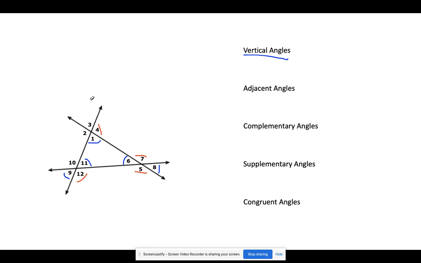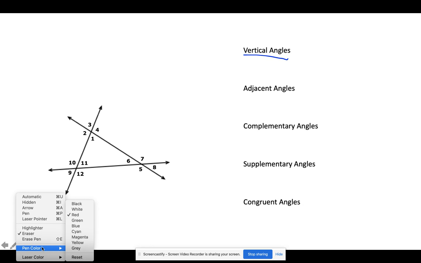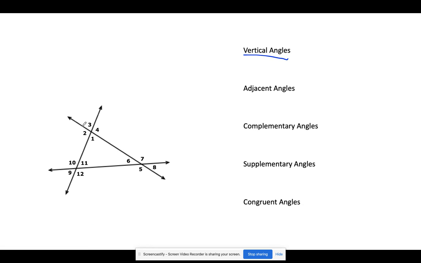Now, adjacent angles would be angles that are next to each other. So if I was to do adjacent angles, I would say 2 is adjacent to 3. 7 is adjacent to 8. Actually, 7 is also adjacent to 6 because it's next to it. It shares a side and it has that common vertex right here. 2 and 3 are adjacent because they have a common vertex and they share a side. 4 and 3 are adjacent.